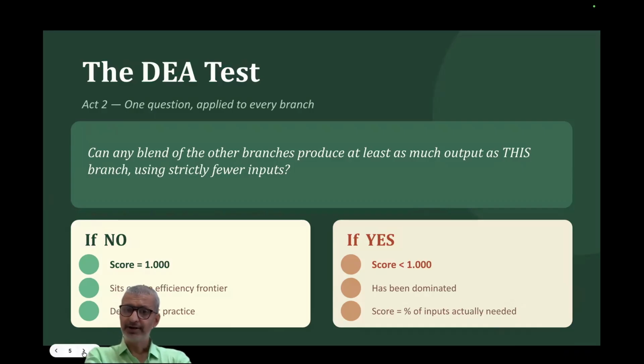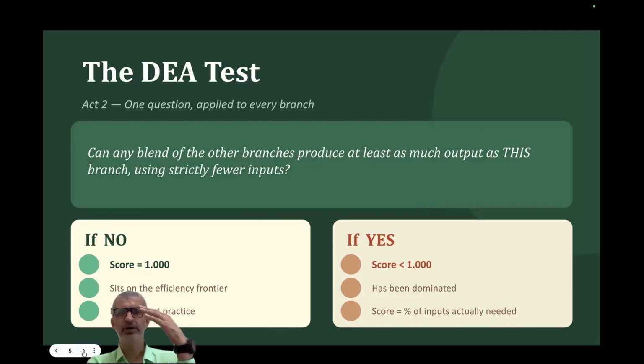Now, so what is it that DEA is trying to achieve? So what we are trying to answer is, can any blend of the other branches, any combination of any other branches, produce at least this much output as the best branch? Any combination, any blend of other branches, can it produce as much output as this branch whenever we are comparing this branch? Okay, so it should be able to achieve that output with strictly fewer inputs. Only then the efficiency will be high, right?